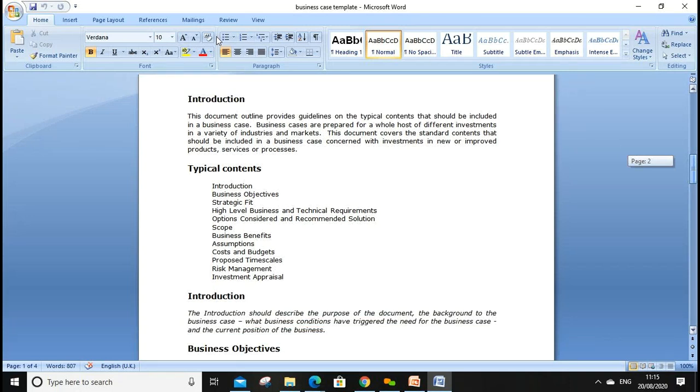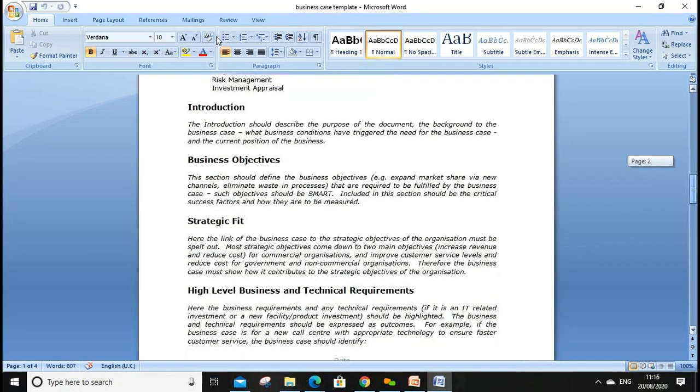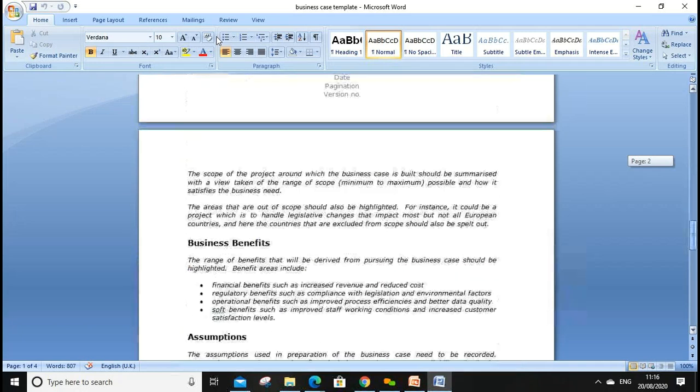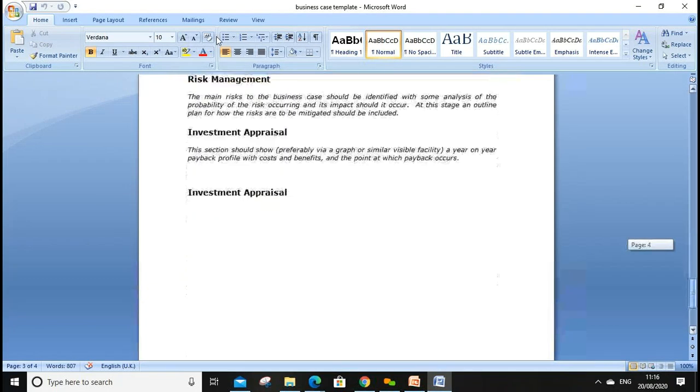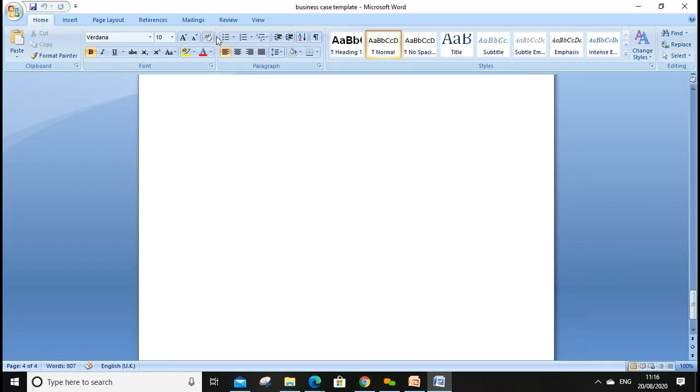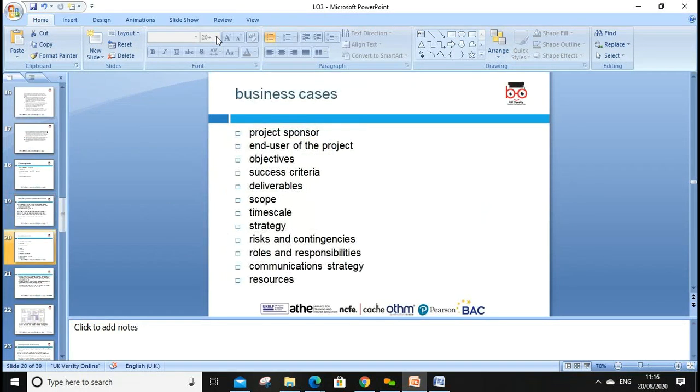We need to look at options, recommendation, scope, and the cost, budget, risk management, investment appraisal, payback period, and NPV, which we'll go through in further lessons. Business fit and strategic fit have all been explained. So any project we can use this template, fill it in, and use it. Any question? So this template is for business case.